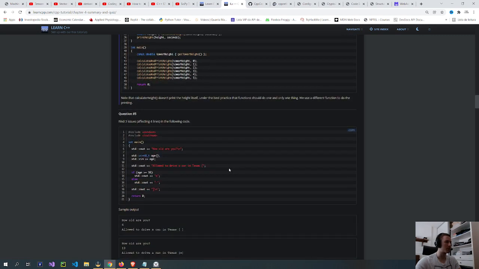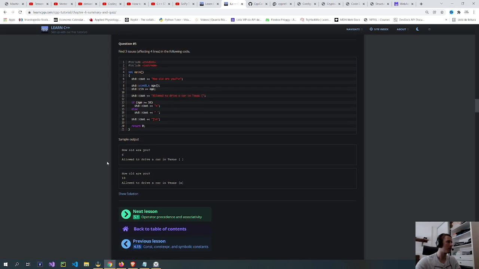Note that calculate height doesn't print the height itself. Under best practice, functions should do one and only one thing. Use a different function to do the printing. Find 3 issues affecting 4 lines in the following code.